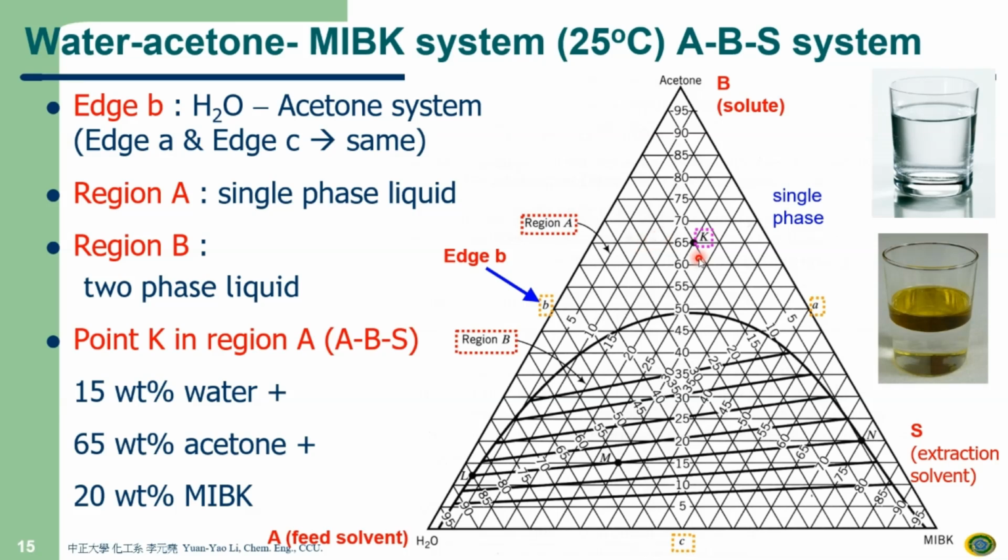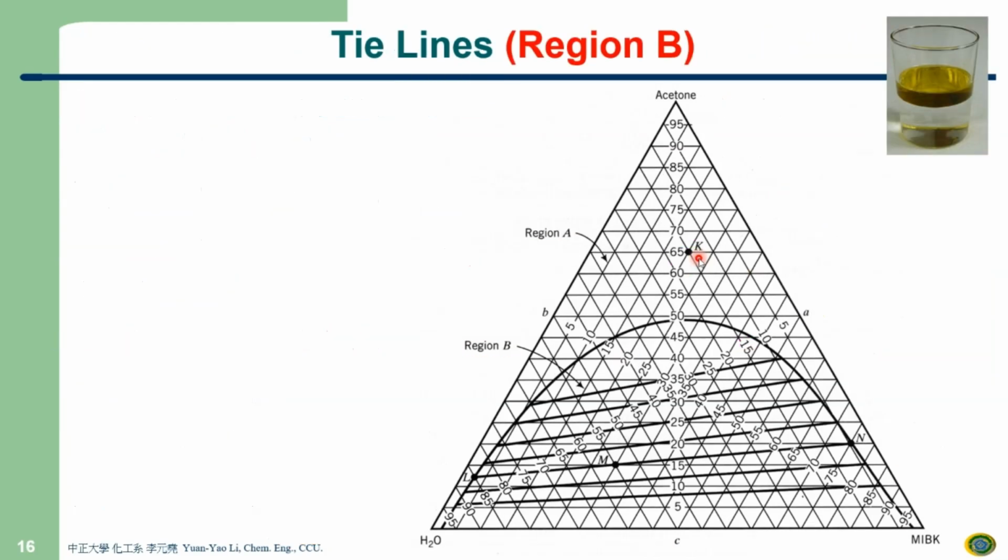This is case 1. Case 1 is in A region. Okay? So what's the case 2? Case 2, K point was case 1. If I give you a point M here, this is case 2, there are two phases. So you need to know the concentration of this phase and also the concentration of this phase. So you have two phases, and in this case, we call tie line. Tie line is this line. This is called tie line.